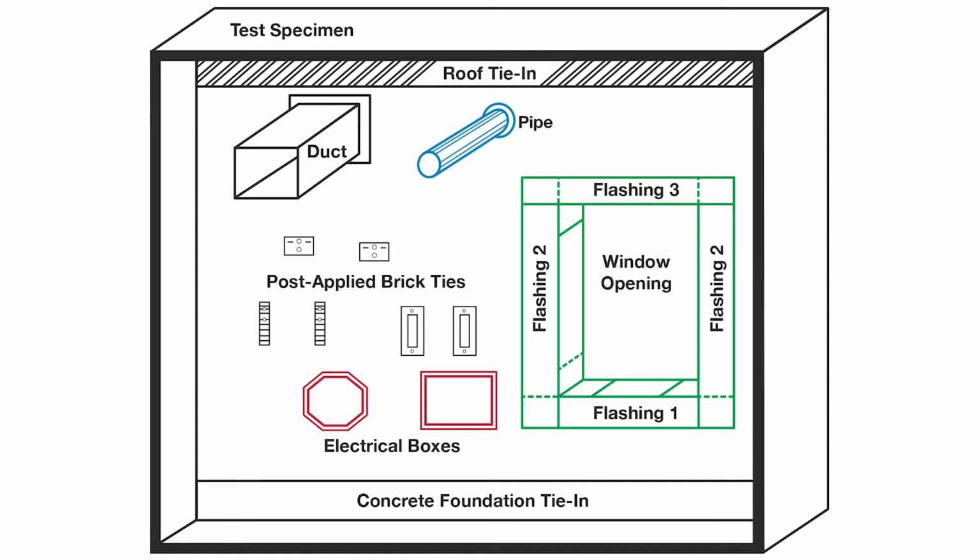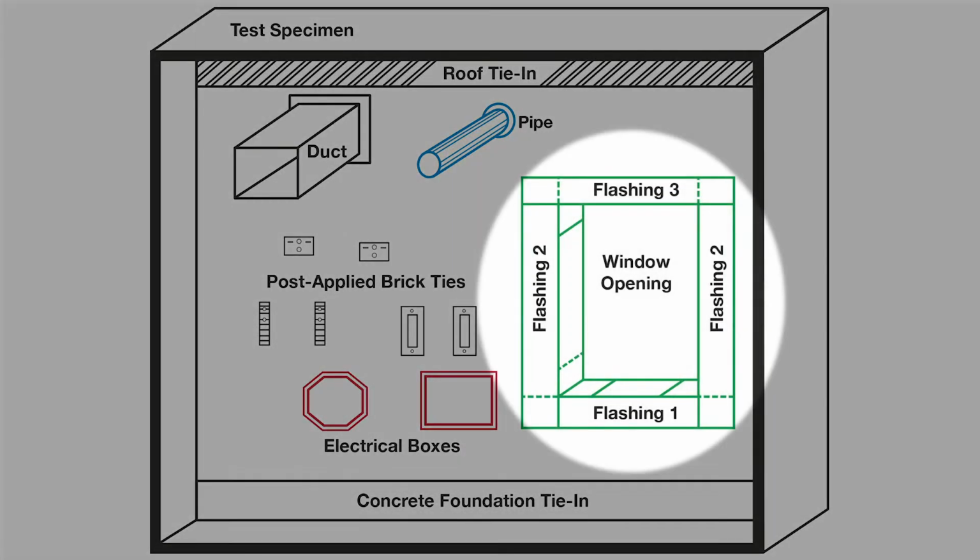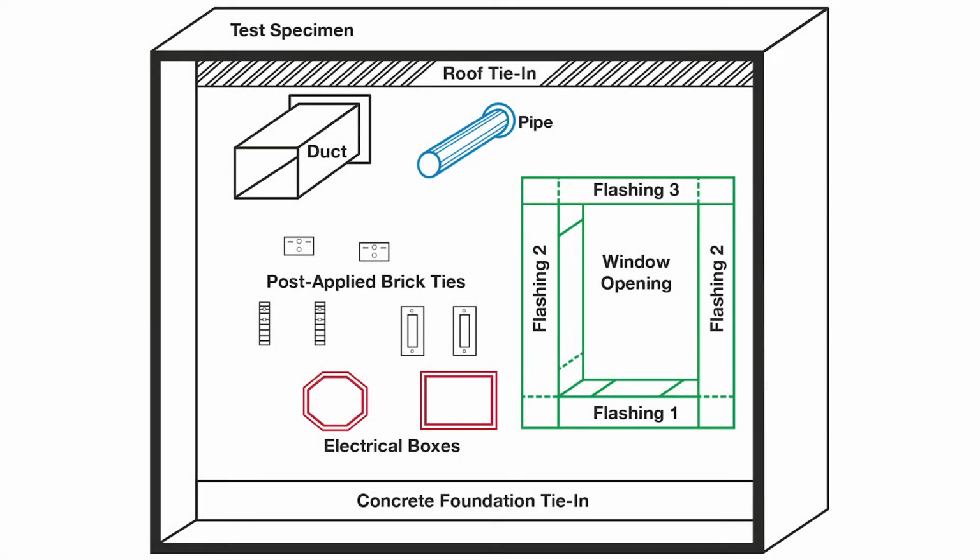These standard penetrations capture many of the tough spots for air sealing. And you can see there's a duct, there's a pipe, there's a window penetration. These are all typical but standardized in this test. Every wall assembly tested is set up exactly the same way.